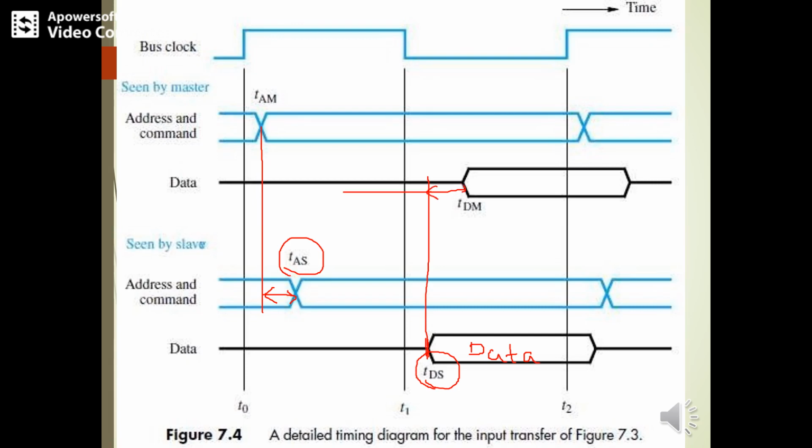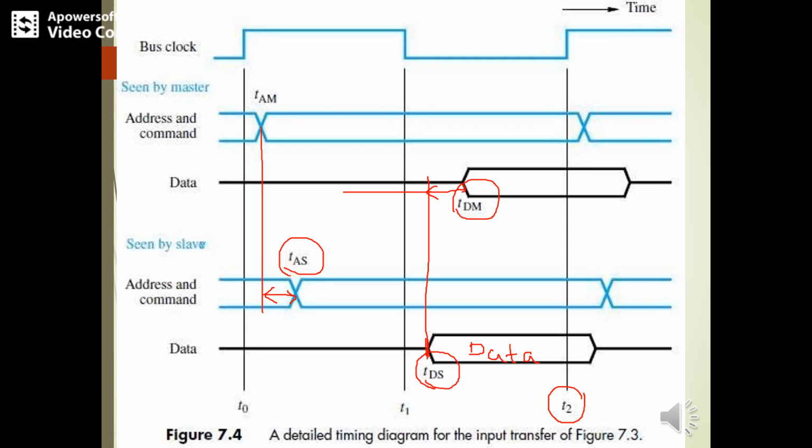So at the time interval TDM, the master can observe or see the data which was placed by the slave. So that is TDM.